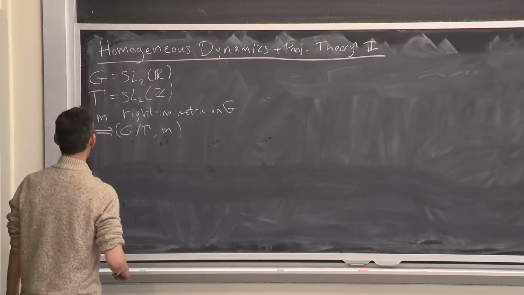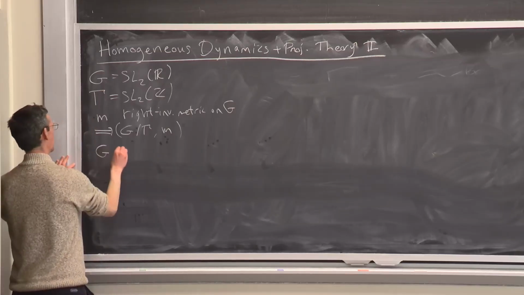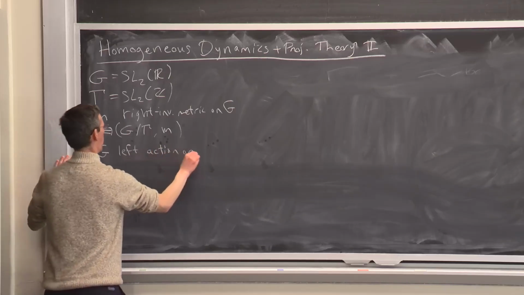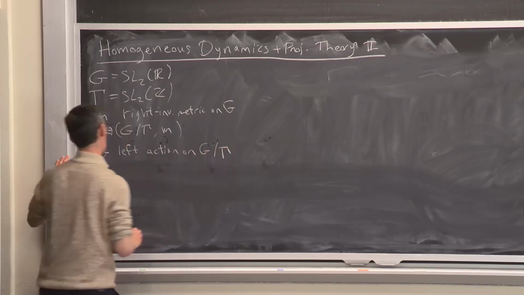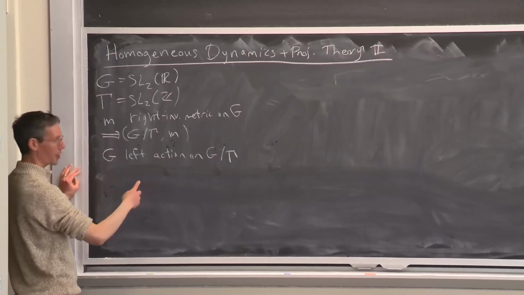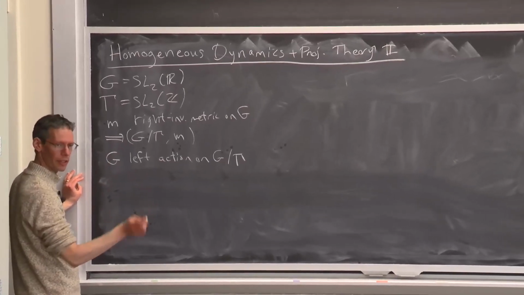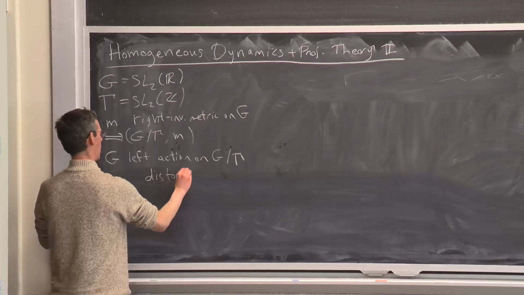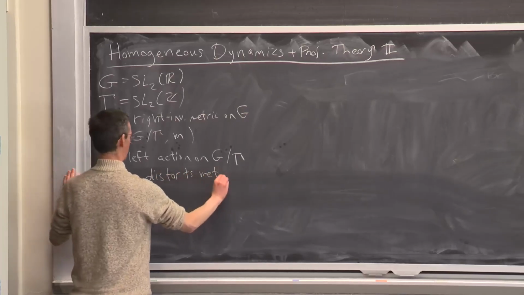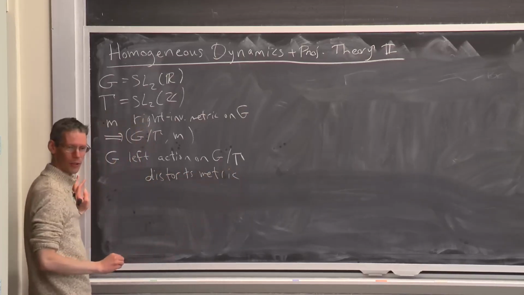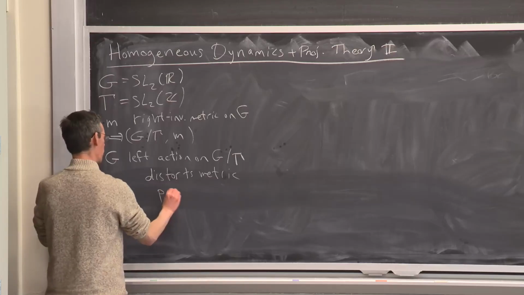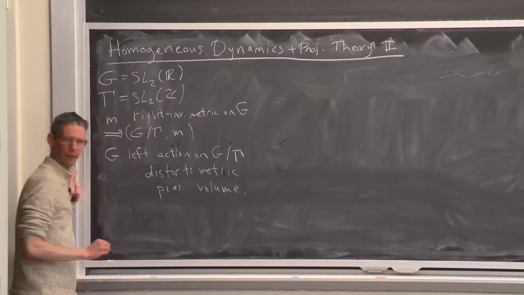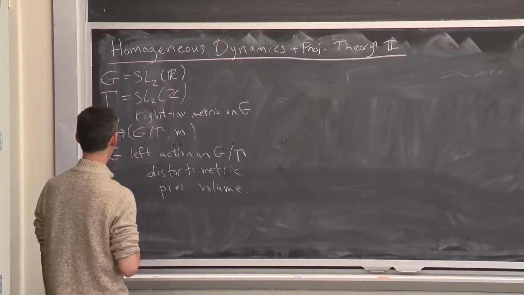Okay, so now G also has a left action on G mod gamma. And this left action does not preserve the metric, because the metric is not left invariant. So this left action distorts the metric. And we started to study that last time, and it's going to continue to be crucial, how it distorts the metric. But it preserves the volume.